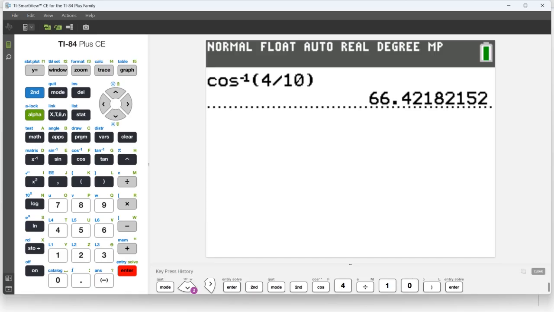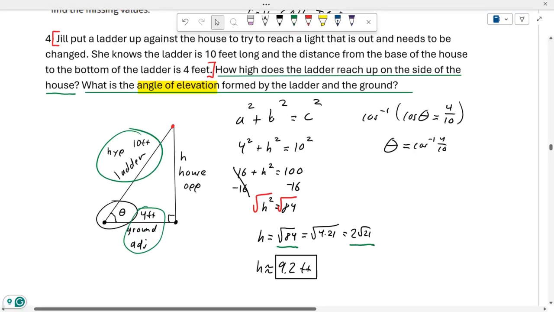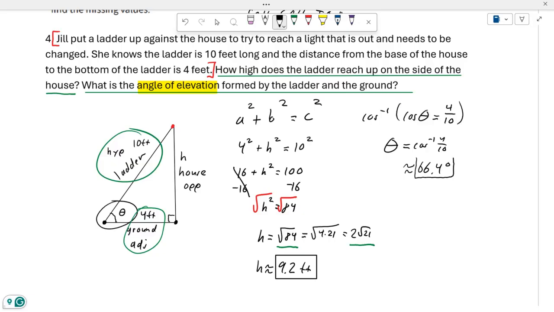And I get, again, the directions didn't really say what to round to. So if you said 66 degrees, that's fine. 66.42 is a bit extra. I just by default round to the nearest tenth. So I'm going to say 66.4. So theta is approximately 66.4 degrees.